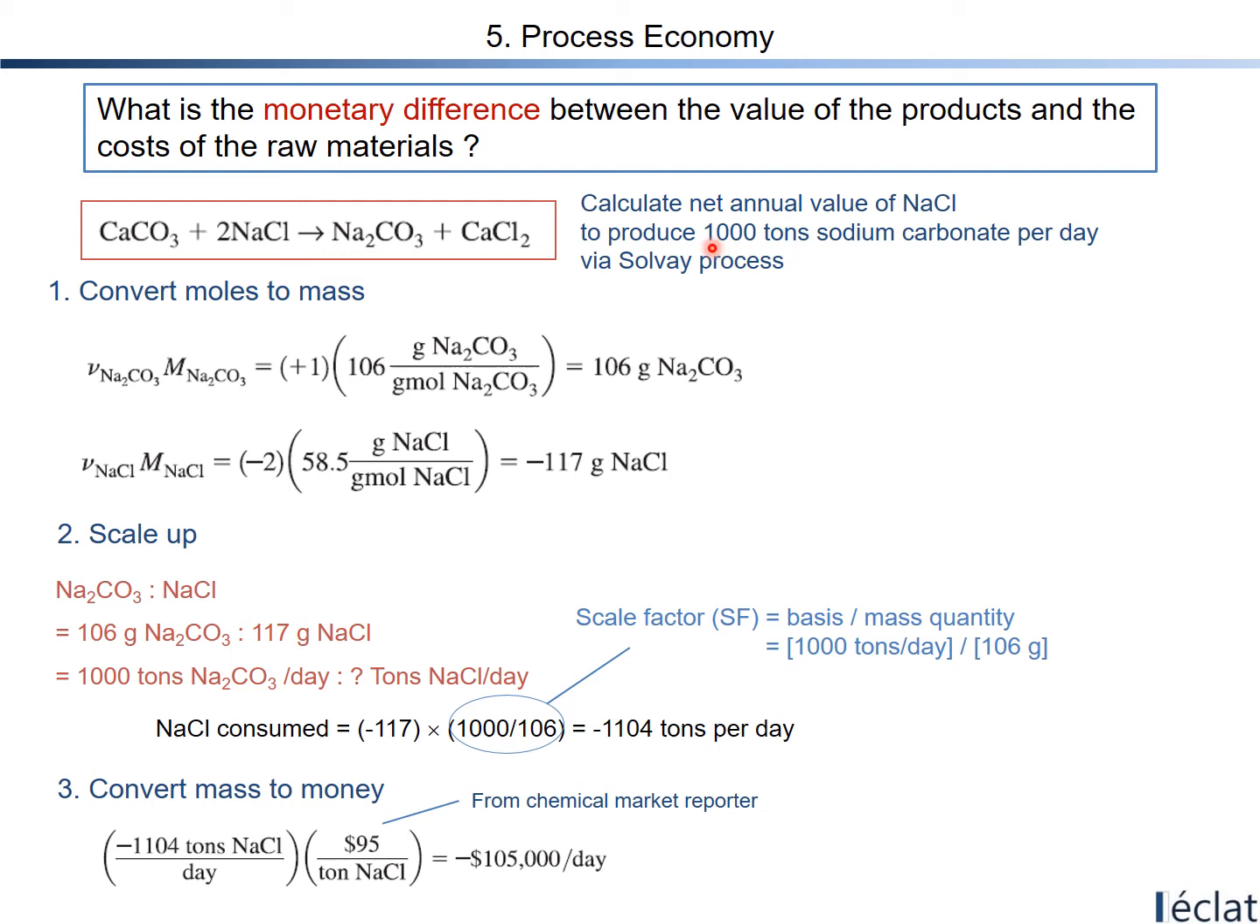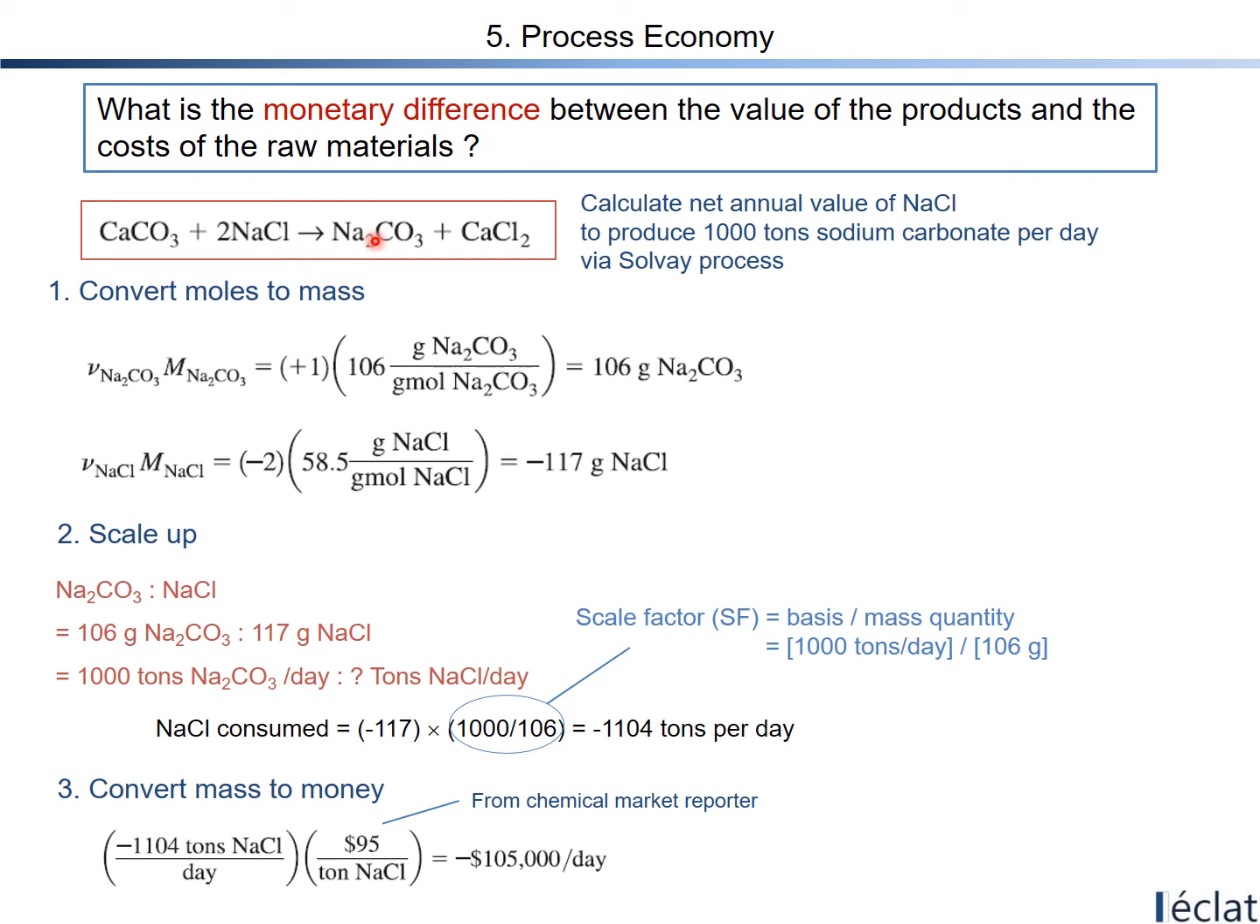There is very important information here: to produce 1000 tons sodium carbonate per day. So this is considered as a basis for this question. Anyway, we will touch the sodium carbonate and sodium chloride here, because this question is just related to two compounds, not for calcium carbonate, not for calcium chloride. So I will touch those two compounds.